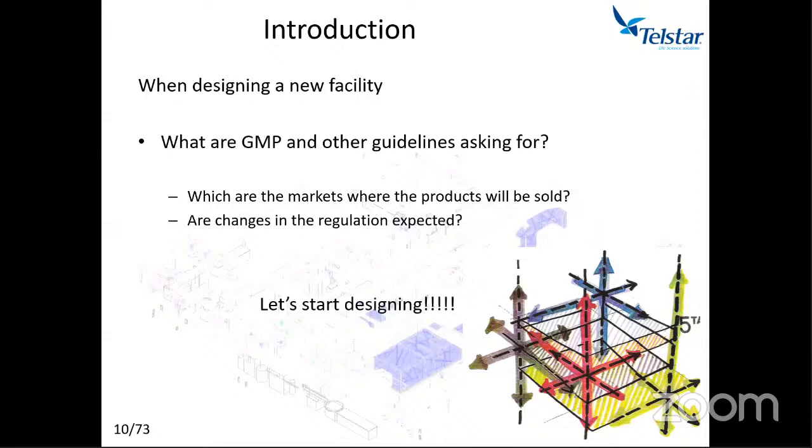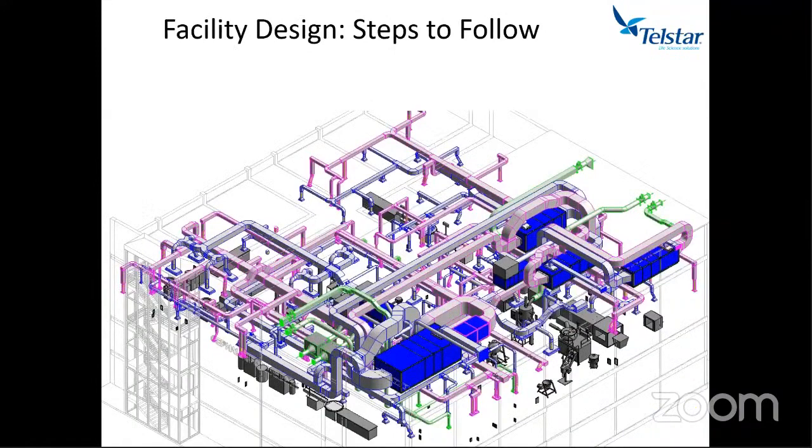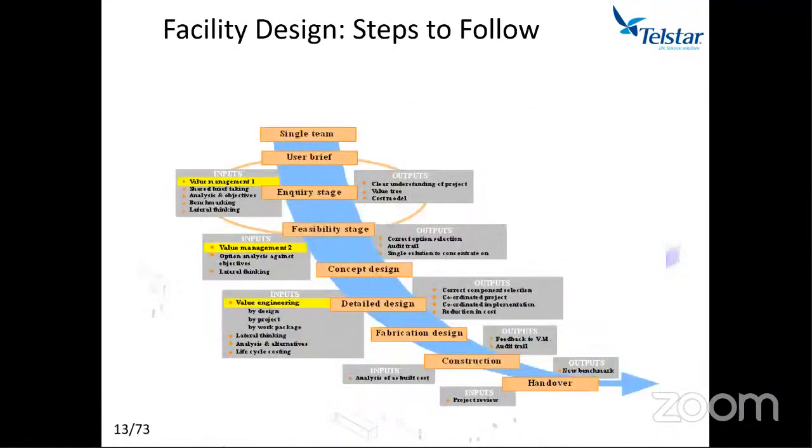And once we have the questions replied, then we can start with the design. Let's start designing. Let's start with the different steps we have to follow. So as I said, we will start with the initial design. First, we have to decide what we want to do. So this is what we have in URS, user requirement specification. We have to have a kind of that.